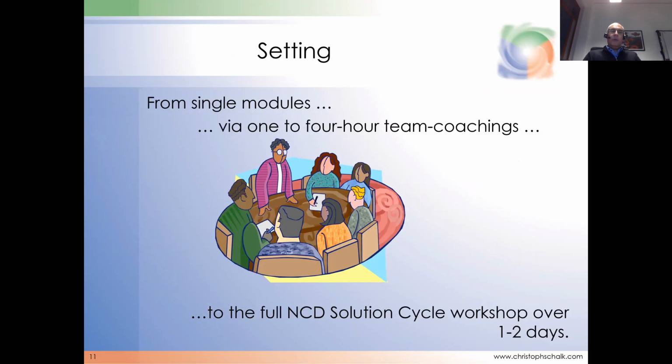Now, what's the setting for the solution circle? The full solution circle can be a workshop that goes over 1 or even 2 days when you're working with a larger group. But you will realize that you can use parts of the solution cycle in different settings. You can use single modules for a 1-hour meeting, for a 4-hour team coaching. There are several puzzle pieces that altogether build a full picture, but you can also make sense with some individual puzzle pieces. I guess you will realize that when I walk you through them.